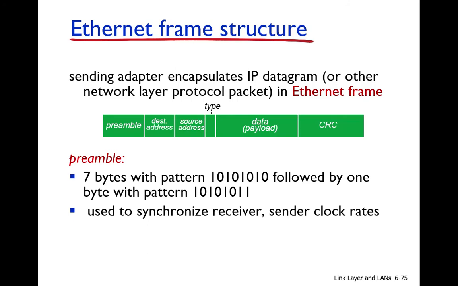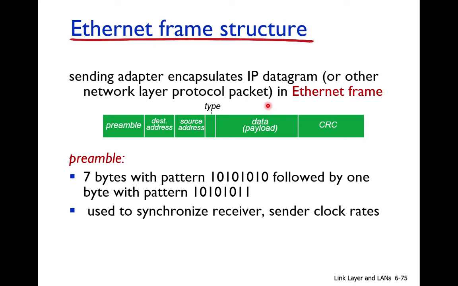The Ethernet header. As we have discussed, each protocol has its header. The Ethernet frame is composed of a header and a trailer. Basically, the sending adapter encapsulates the IP datagram, because the protocol above the data link layer is the IP layer. So the data link layer receives data from the IP layer, the network layer. So the IP datagram becomes the data payload for the data link layer.